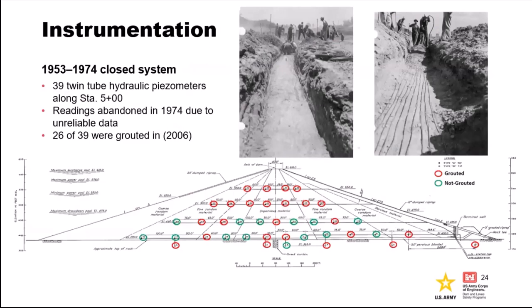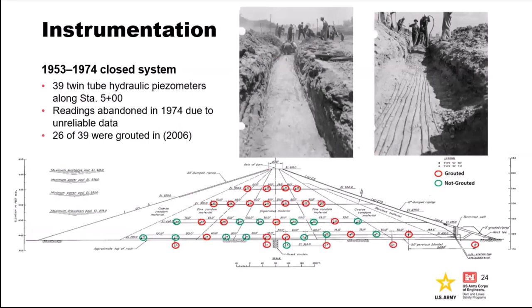This system was used to monitor the pore pressures in the embankment from 1953 to 1974. And you can see the trench that they excavated here. This is where they put that tubed system, and you can actually see the teeny tiny lines right here. So not surprising that those didn't hold up over time.